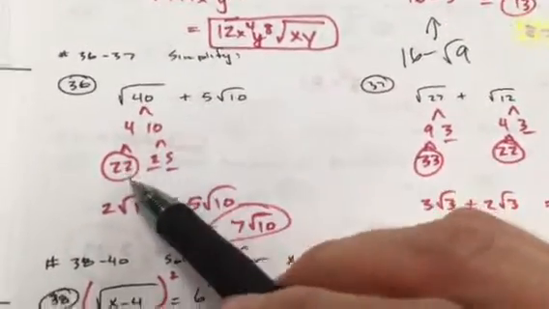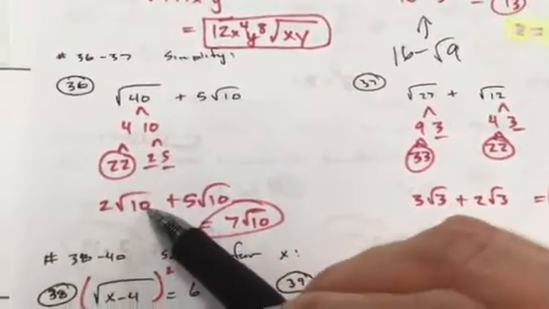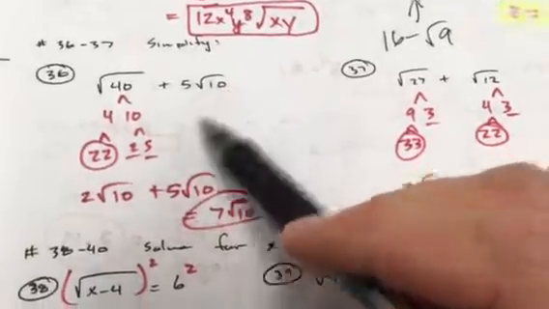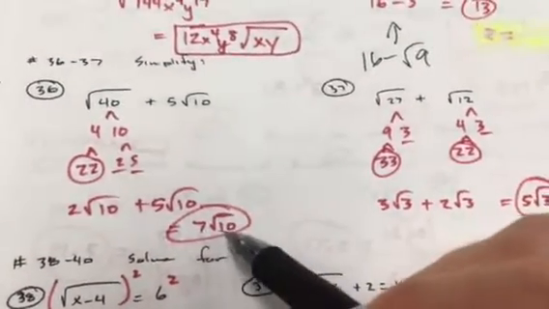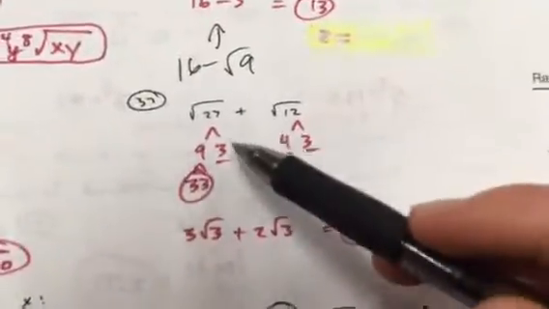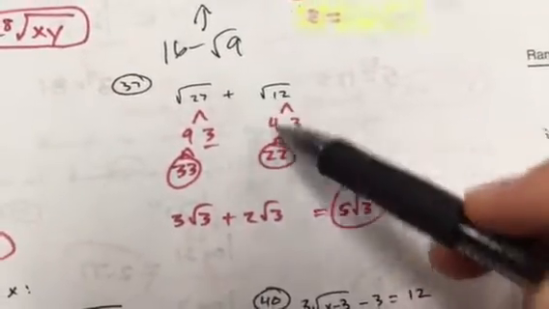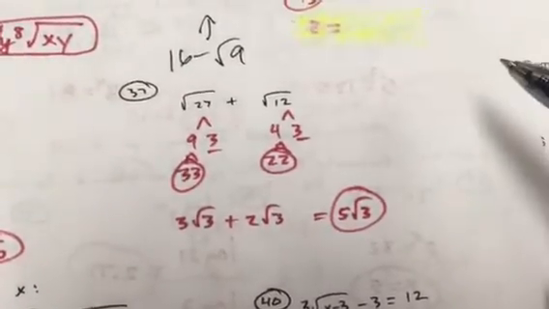Break down 40. All right, you get 2 root 10. 5 root 10 is as good as it gets. If you have 2 root 10 and 5 root 10, you have 7 root 10. Break down 27, you get 3 root 3. Break down 12, you get 2 root 3. 3 root 3 and 2 root 3 gives you 5 root 3.